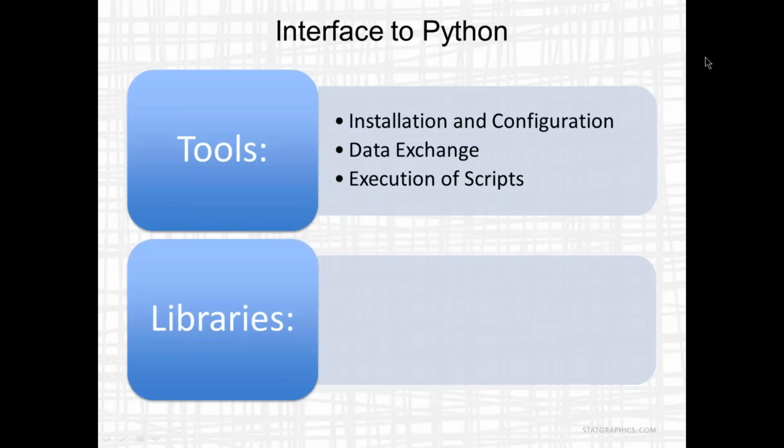Okay. Now, one of the other things we've done, which I think is really interesting, is added an interface to Python. As I mentioned, version 18 had an interface to R, which is a free programming environment that a lot of statisticians like to use. More and more, though, we've had requests to add an interface to Python. So what we've done is basically duplicated the approach that we had used in earlier versions of Statgraphics to interface to R to now interface to Python.